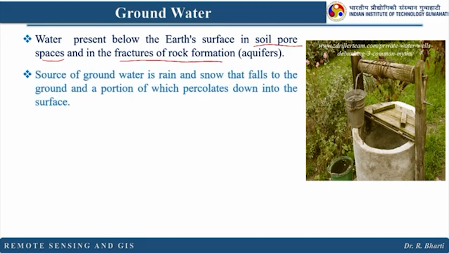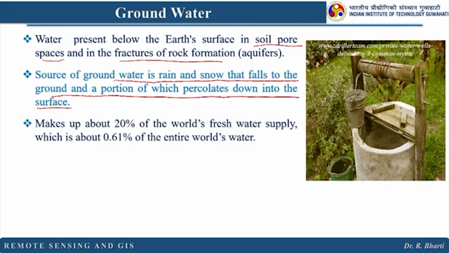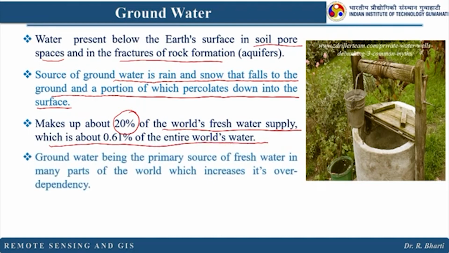The source of groundwater is rain and snow that falls to the ground, a portion of which percolates down into the surface. It makes up about 20% of the world's fresh water supply, which is about 0.61% of the entire world's water. Groundwater is the primary source of fresh water in many parts of the world, which increases over-dependency. As we know, in many parts of the world groundwater is the only source of fresh water, or in other words, of drinking water.